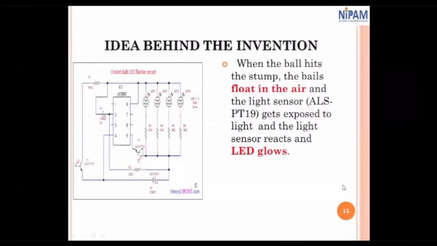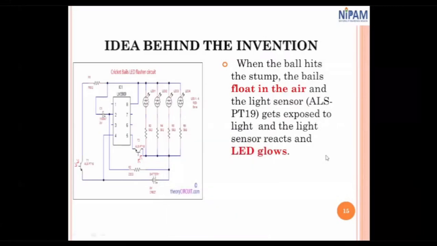So this circuit diagram is the idea behind the invention. Very simple invention. I will be telling you what he has done as an invention. What he has done is, on the top of the stumps, he has simply placed light sensors. And what happens is, when the ball hits the stumps, the bales get dislodged. So the bales float in the air. And as the bales float in the air, the top of the stump gets exposed to light. And therefore, these light sensors react and they glow. So when the ball hits the stump, the bales float in the air and the light simply glows. This is the simple invention he has made.